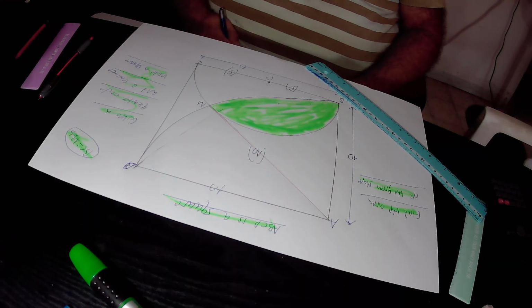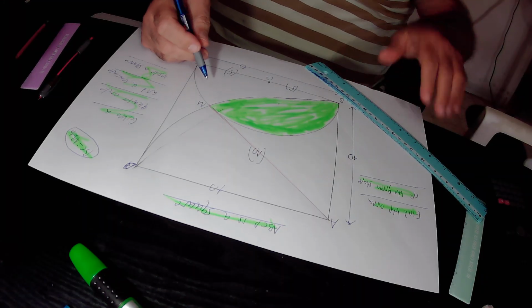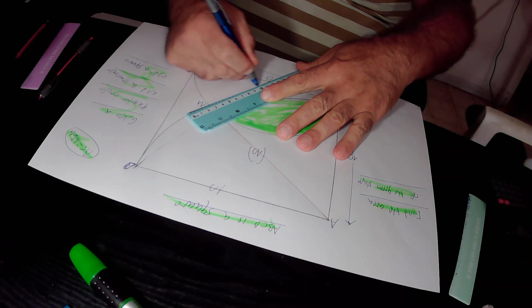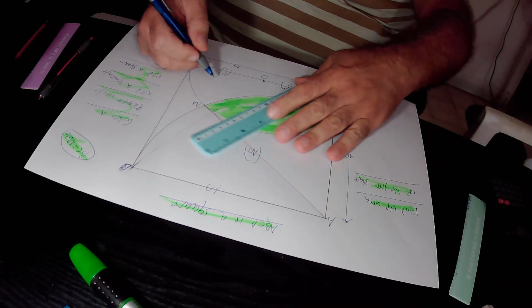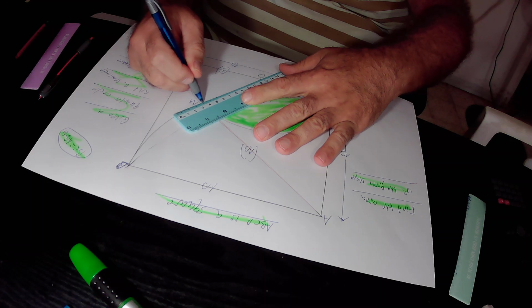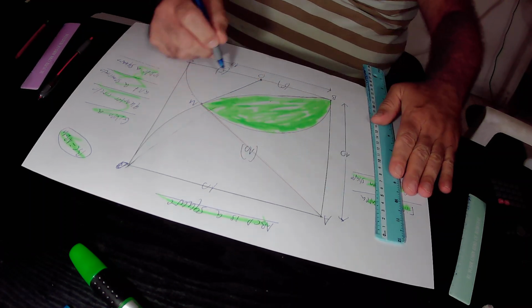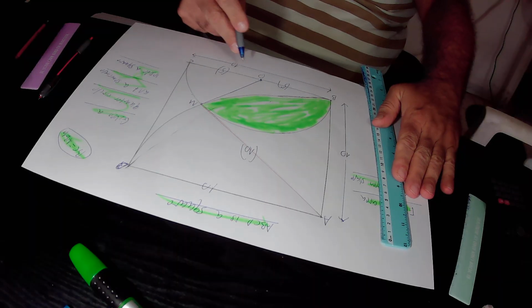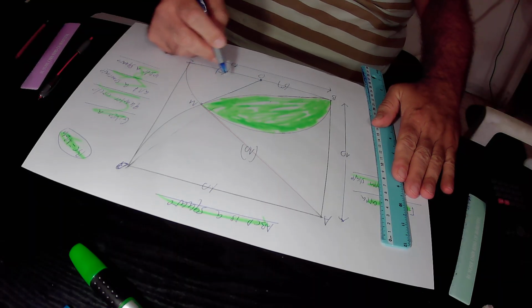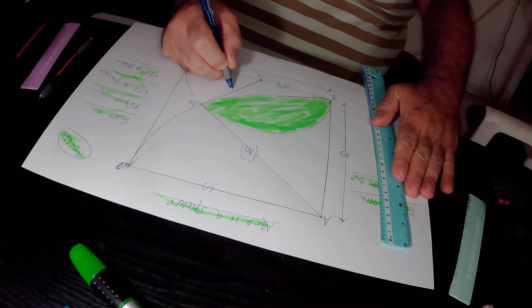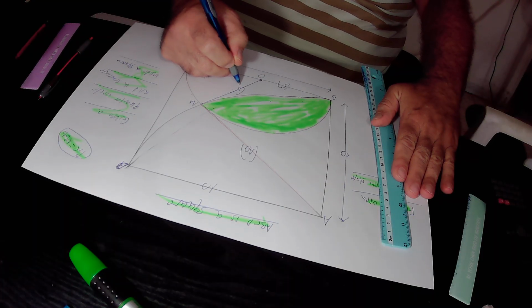In the next step, we join points O and M together by a straight line. Point O is the center of the semicircle. Point M is the point on the semicircle itself. Therefore, OM is the radius of the semicircle. This equals 5.